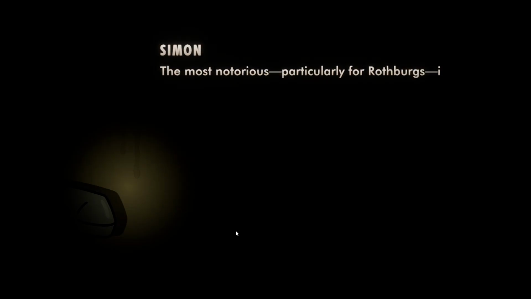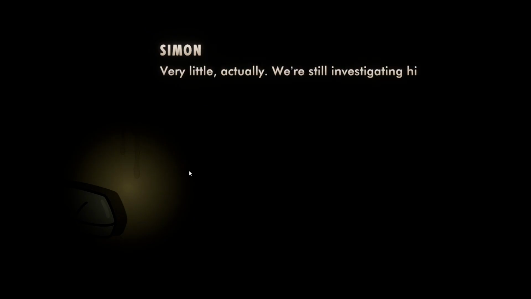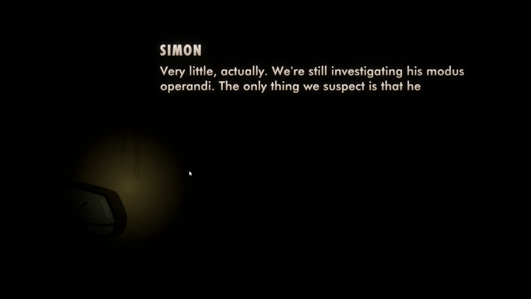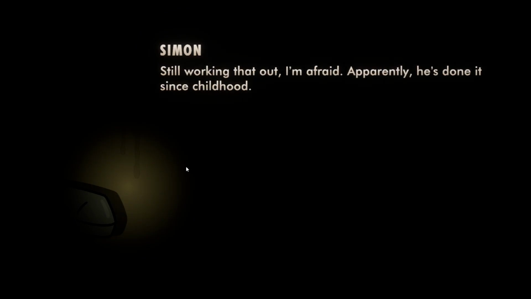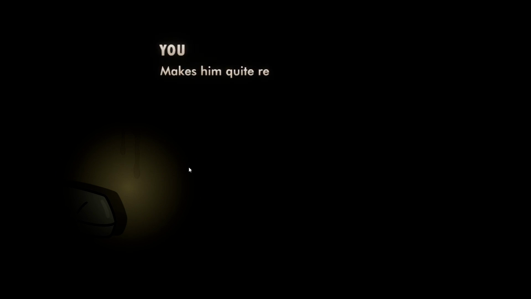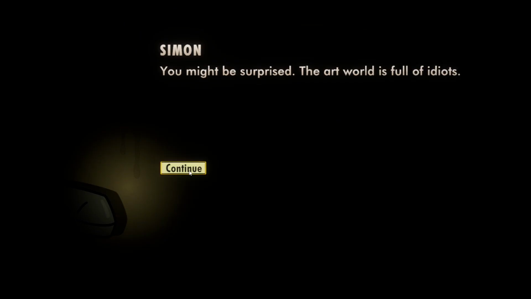The most notorious, particularly for Rothbergs, is known as Little Man. Little Man? Why does that sound familiar? What do you know about him? Very little, actually. We're still investigating his modus operandi. The only thing we suspect is he places the same symbol or object somewhere in all his paintings. Okay. What is it? Still working that out, I'm afraid. Apparently, he's done it since childhood. Quite a tick. Makes him quite recognizable. You might be surprised. The art world is full of idiots.